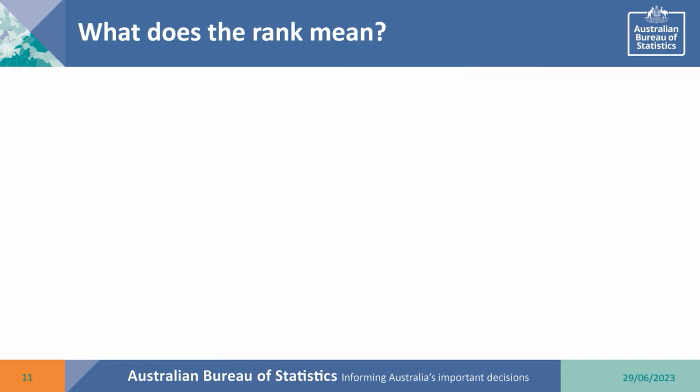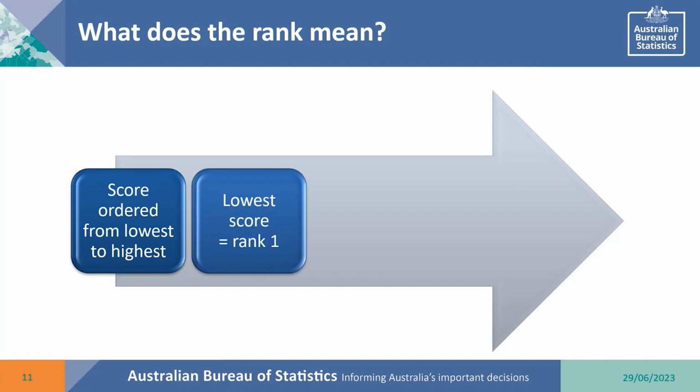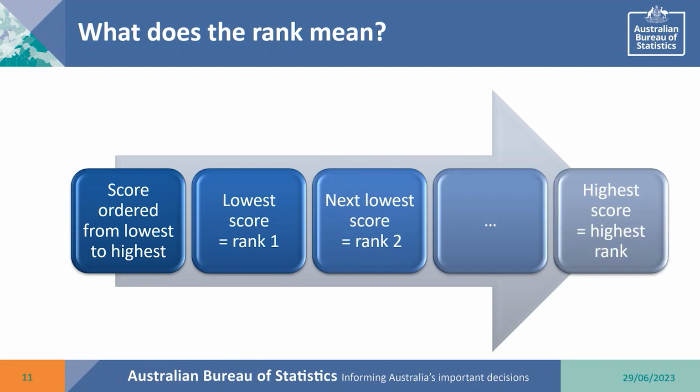So what does the rank mean? To get the ranks, every area is ordered from the lowest to the highest score. The area with the lowest score is given a rank of 1, the most disadvantaged. The area with the second lowest score is given a rank of 2, and so on, up to the area with the highest score, which is given the highest rank, the most advantaged.